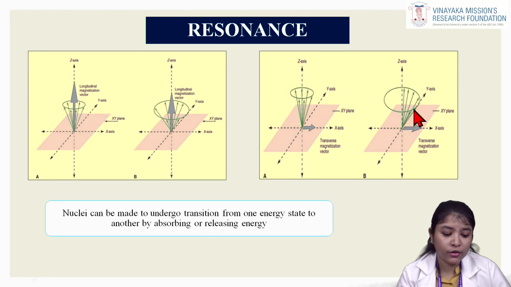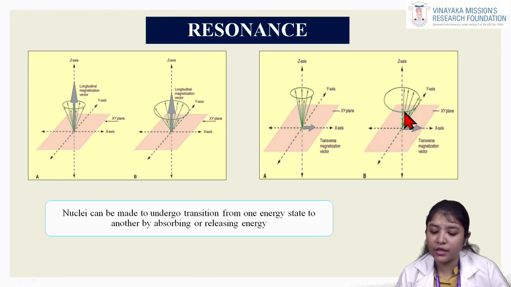As I said before, see in the first image, the nuclei are randomly arranged in orientation. When the radio frequency pulse is directed, they are aligned to one plane, as you see in the image. This is called a 90-degree radio frequency pulse, or a flip angle pulse of 90 degrees.